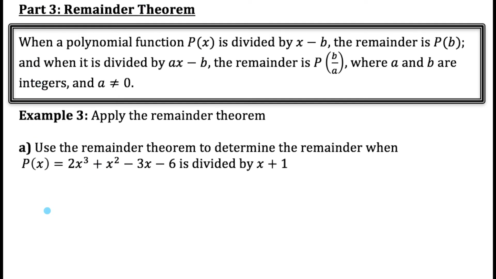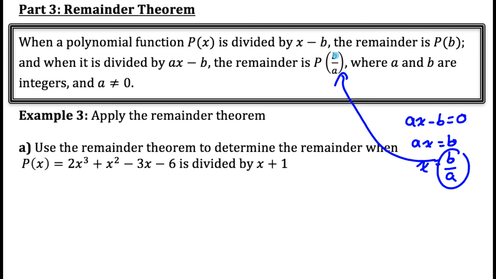Now what does this mean? It just means if we're dividing a polynomial by a binomial, we can find the remainder just by plugging in the 0 of the binomial into the polynomial and evaluating. So what makes x minus b 0? b would make it 0. So evaluate p at b. What makes ax minus b equal to 0? Well, if we set ax minus b equal to 0 and solved, we would get ax equals b, x equals b over a. b over a is the 0 of the divisor. So we take that, evaluate the polynomial function at that value, and we figure out the remainder.